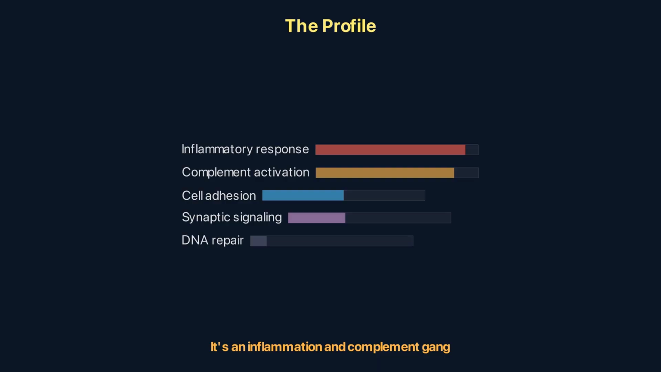Now you know what the gang does. It's an inflammation and complement gang. That tells you what pathway to target and what kind of drug might work.